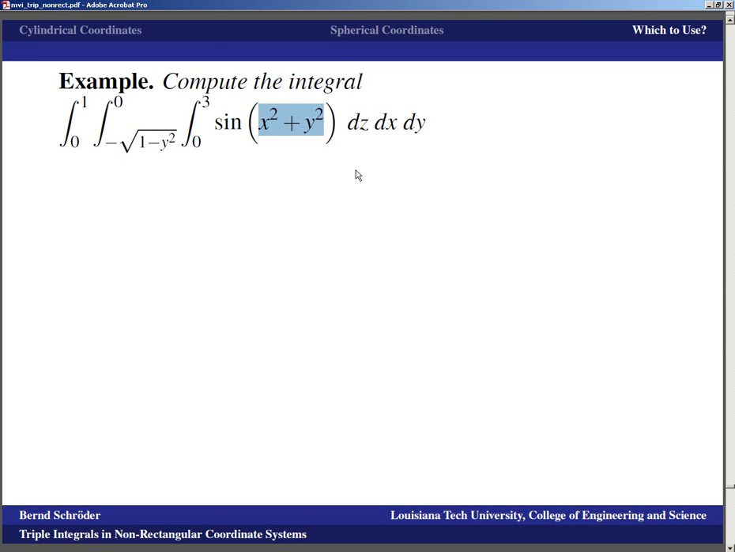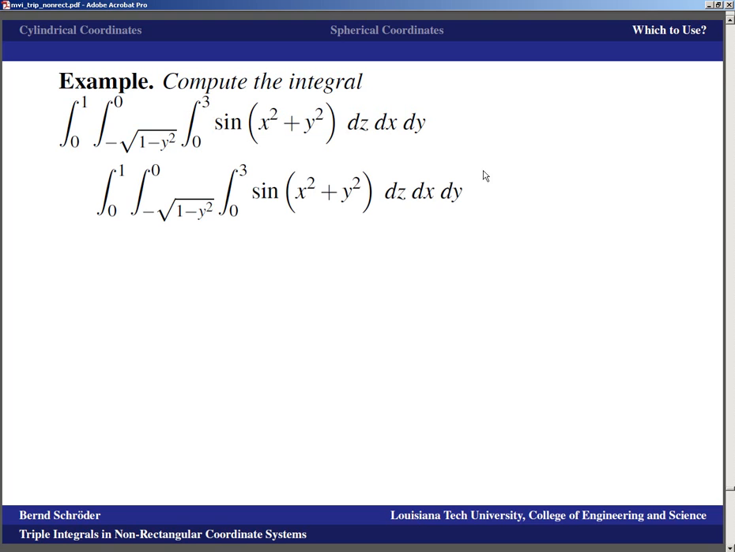We also have x squared plus y squared in the integrand, so that also points in the direction of cylindrical coordinates, and so we should probably do that. From where to where do things go? Y goes from 0 to 1. X goes from negative square root of 1 minus y squared to 0. That would mean that we're sitting in the second quadrant, so the radius goes from 0 to 1, theta goes from pi over 2 to pi, and z still goes from 0 to 3. We get sine of r squared, and then r dz d theta dr, which is the volume element.